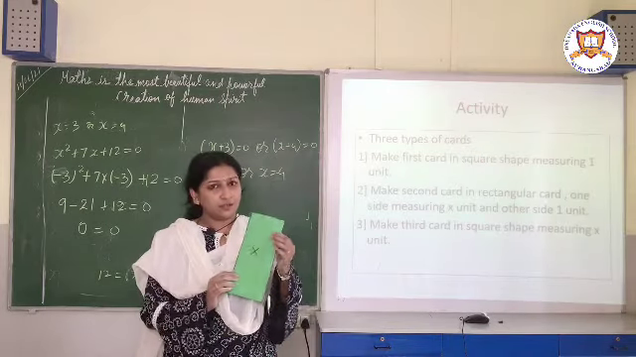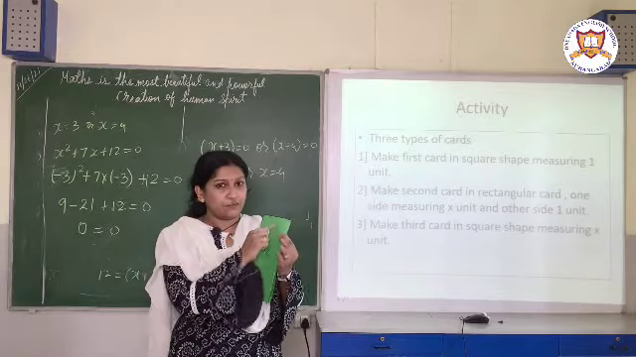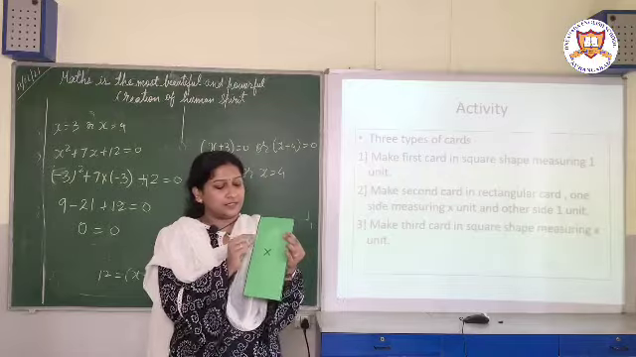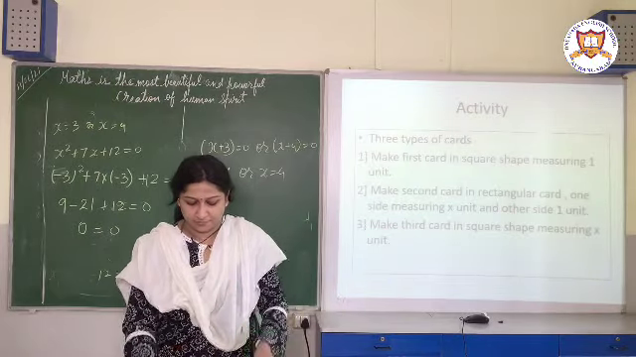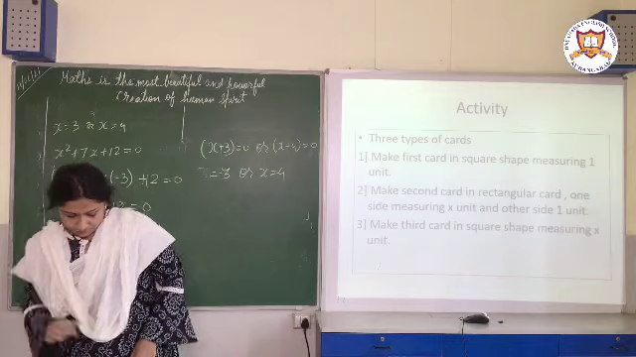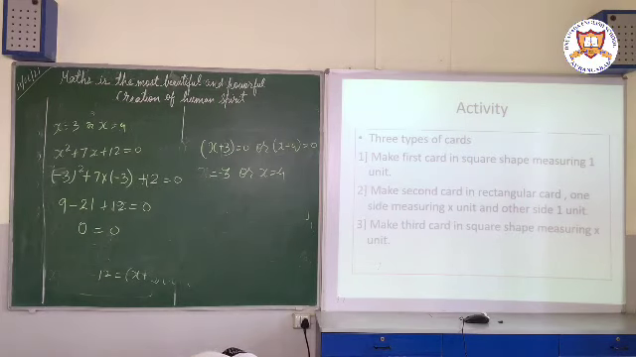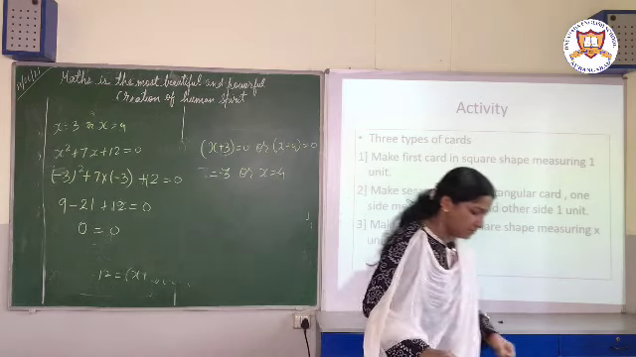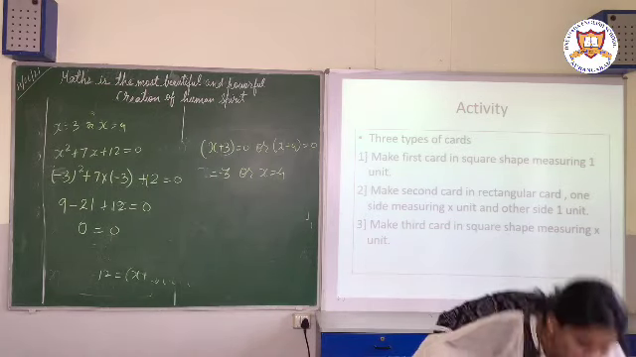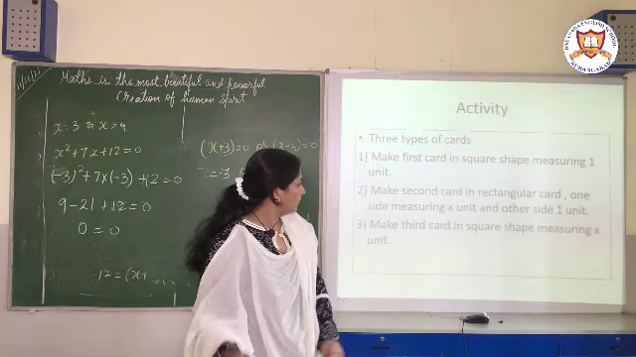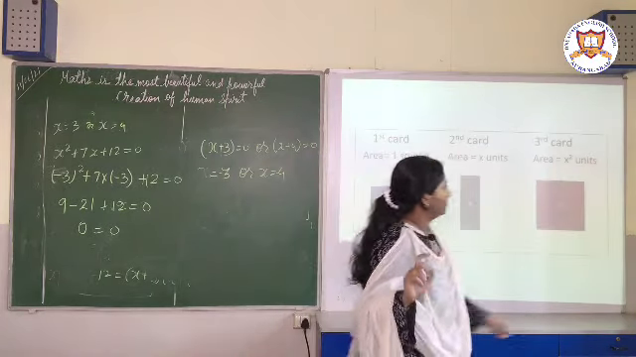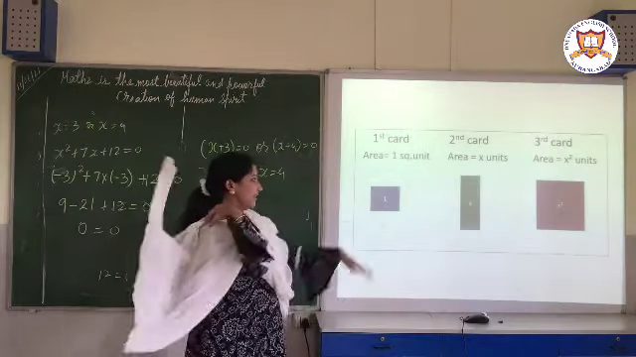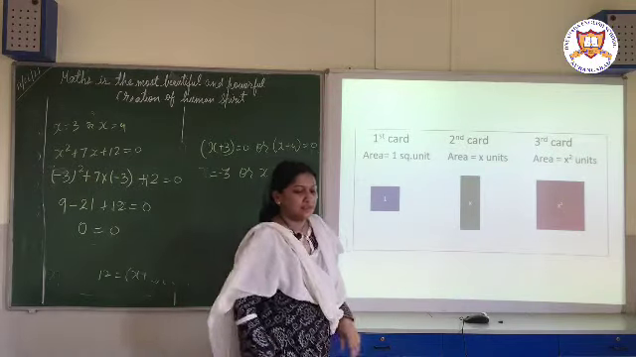Then next, you have to make another card which should be in the shape of a rectangle, and its breadth should be 1 and its length should be x. Just give me a minute, children. Okay, so in this way you have to make the cards.